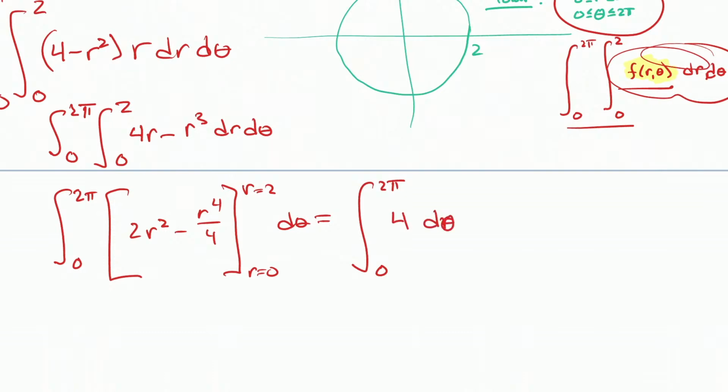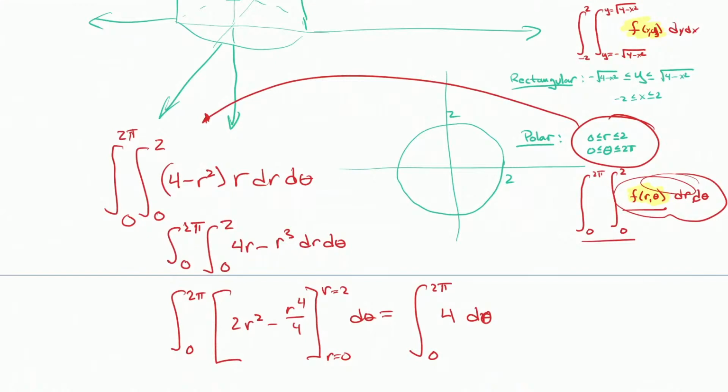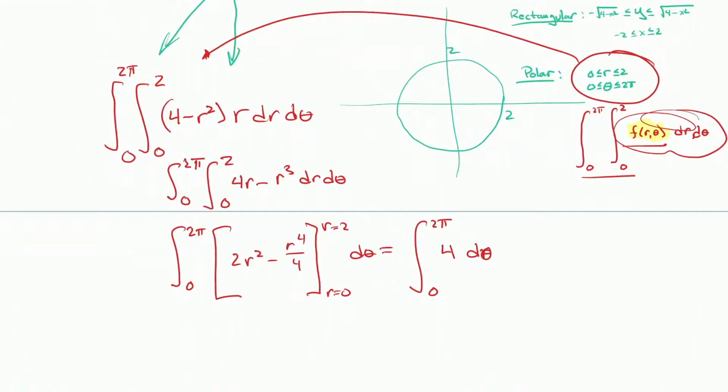I mean, who would have thought, starting out with this thing up here with all those nasty radicals, that the outer integral is just this. You could probably do this one in your head, I hope. Because it's just going to be 4 theta evaluated from 0 to 2 pi. I'll write it out. But if you're thinking 8 pi, you're right. So that's 8 pi minus 0 pi. Look at that. I mean, so simple.